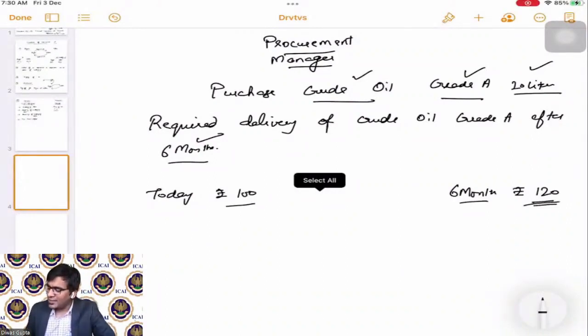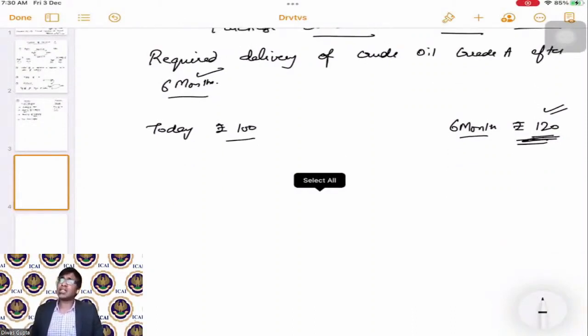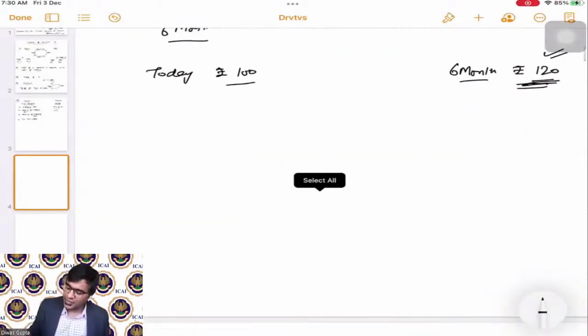But this price is just an estimation. This 120 rupees is just an estimation from your end. It can be 120, it can be 110, it can be 130, it can be anything. Now, one clear thing that you have in your mind, as a procurement manager, is that definitely after 6 months, I don't know what the price is going to be, but definitely it is going to be on a higher side, because the prices of crude oil have never gone down. It is slowly going up only. So that means you have sufficient information to believe that prices will go up.